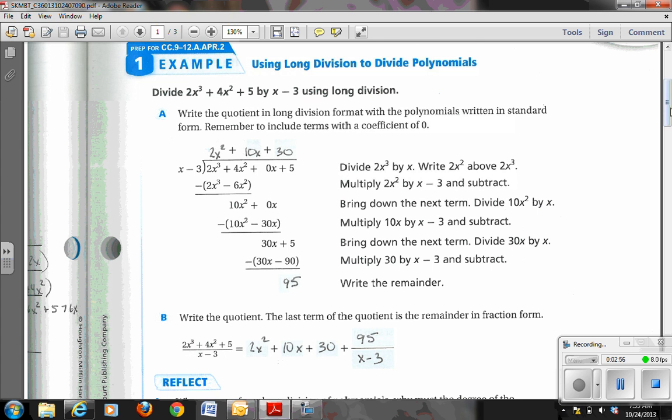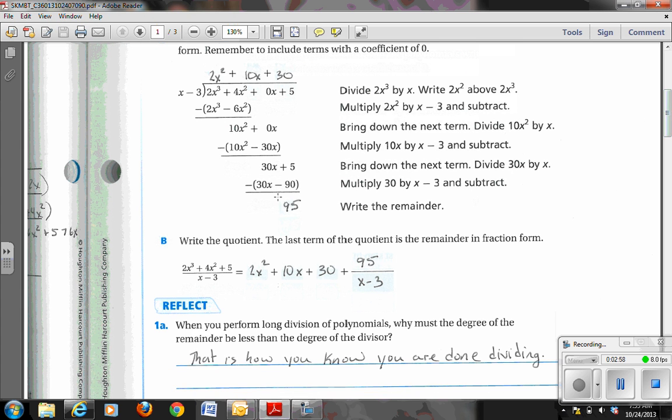Okay, so the idea is if there is a remainder other than 0, then we know that it didn't divide into it evenly. If you're going through this long division and you happen to get a remainder as 0, then that means that x minus 3 actually is one of the factors of what you were dividing.